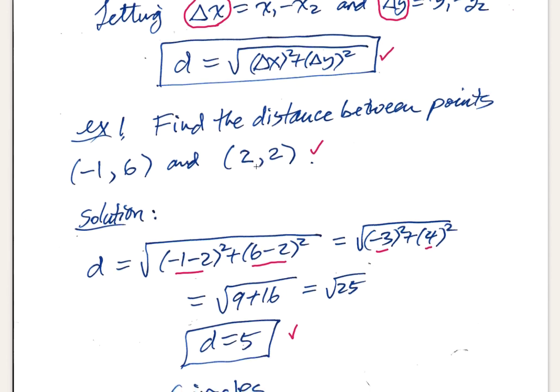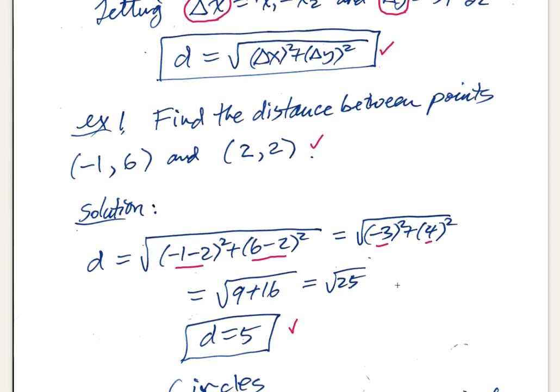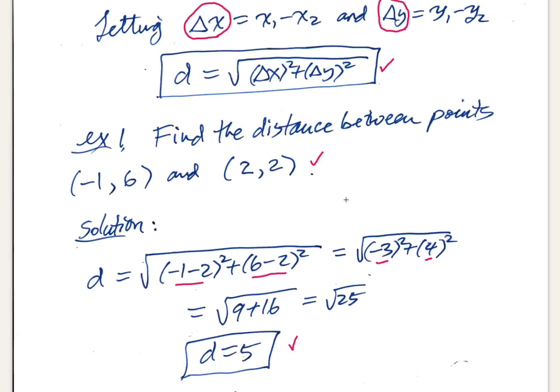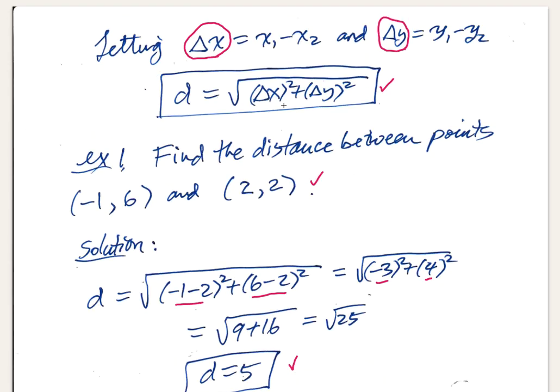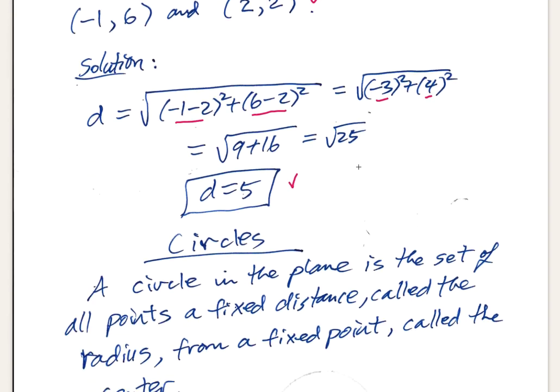By the way, it doesn't matter which one you call x1, y1 and x2, y2. Because you're taking the differences and squaring them, I could have gone 2 minus -1 here, 2 minus 6 here, and I would have ended up with exactly the same answer. So just make sure you're taking differences in x's and squaring, and differences of y's and squaring, underneath the radical sign there.